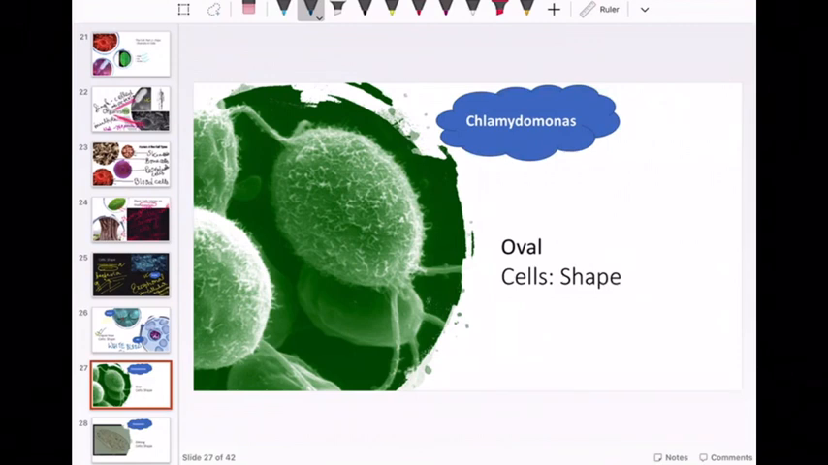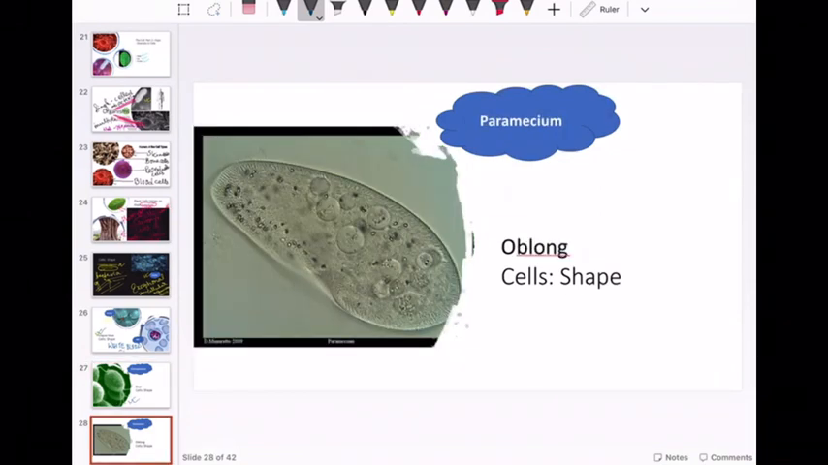Next, move on to the next type of shape, oval. Chlamydomonas or green algae, see, they are oval in shape. They are egg shaped. See the picture given here, green color. They are green algae known as Chlamydomonas. They are oval in shape.